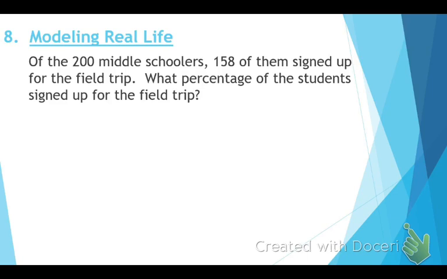For the next one, we've got modeling real life. And it says, of the 200 middle schoolers, 158 of them signed up for the field trip. What percentage of the students signed up for the field trip? All right. So for a problem like this, like Isaac just mentioned, we are allowed to do it two separate ways. You could do this way. What is that called? The percent proportion, or you could use the percent equation.